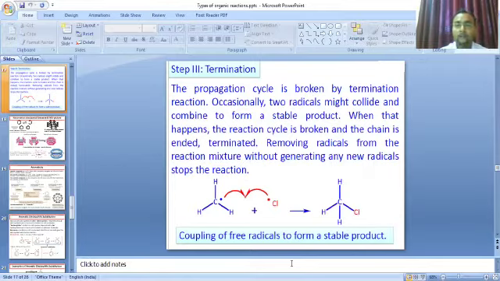Removing radicals from the reaction mechanism without generating any new radicals stops the reaction. Because of the coupling of the free radicals, a stable product is formed, that is our methyl chloride. So this is the mechanism of the free radical reactions.